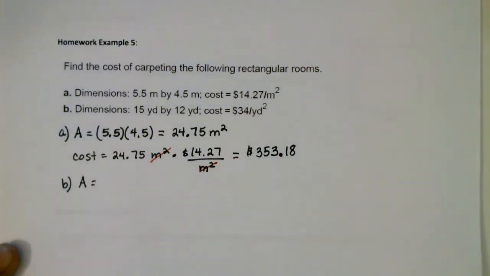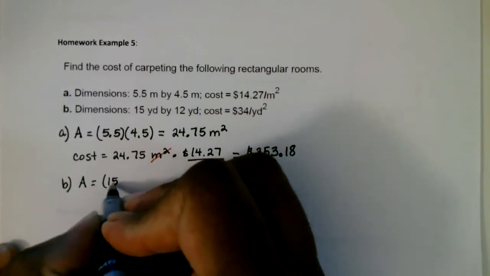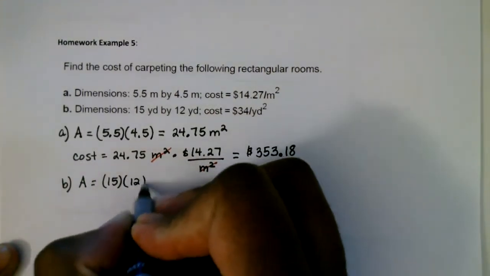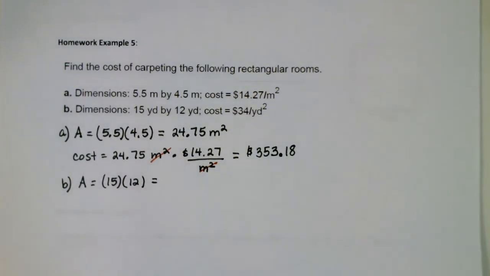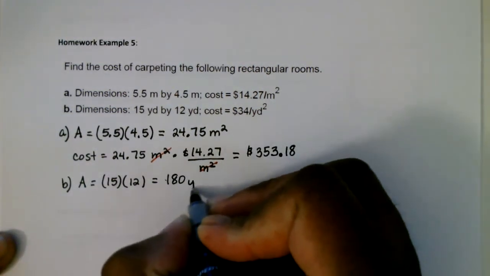Here we have the dimensions being 15 yards by 12 yards. The cost is $34 per square yard. So if I find the area first, that will be 15 times 12. 15 times 12 will be 180. So here we're going to have 180 square yards.